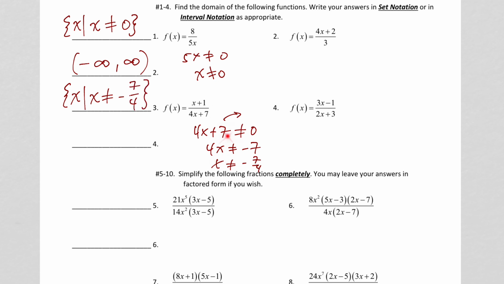All of this work is unnecessary. It's always the opposite of this and this over this. So negative 7 over 4. So x cannot be equal to negative 3 over 2. So we have all the values of x such that x cannot be equal to negative 3 over 2.